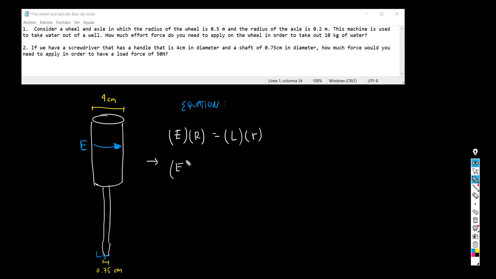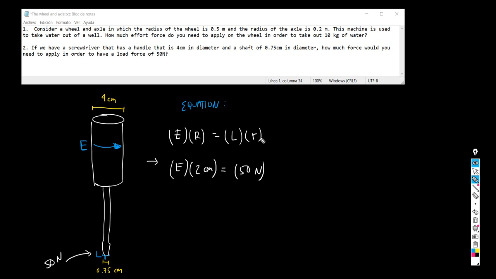Do I know the radius of the wheel? Yes. And don't make the mistake of putting this in here. It's not 4 centimeters. It's gonna be 2 centimeters. Why? Because this is the diameter, guys. This is the diameter of the wheel, and this is the radius of the wheel. So it's gonna be half of this. The load. Do I know the load? This force that's gonna come out of here? Yes, because they tell me that I want to have a load force of 50 newtons. So there's gonna come out 50 newtons out of this place of contact.